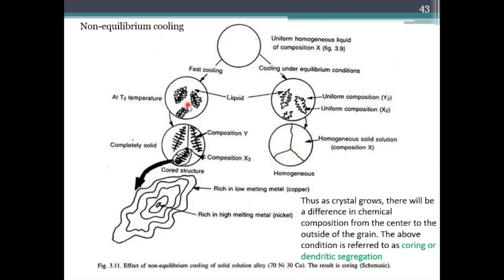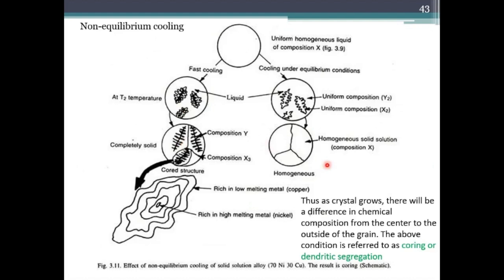But if you take another format of non-equilibrium cooling, which is nothing but a fast cooling or a rapid cooling, what happens is sudden formation of solid structures will be there, but those solid structures will not be distributed properly. It will be having some disturbances, and one material will be in the outer and the other material will be in the inner, so only a heterogeneous mixture is possible.